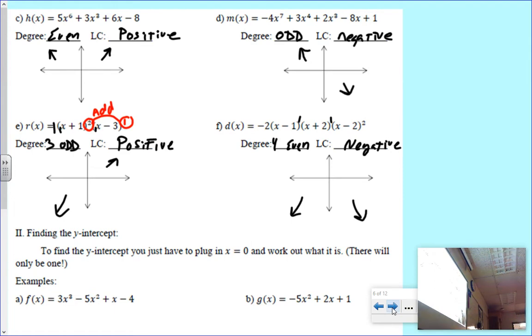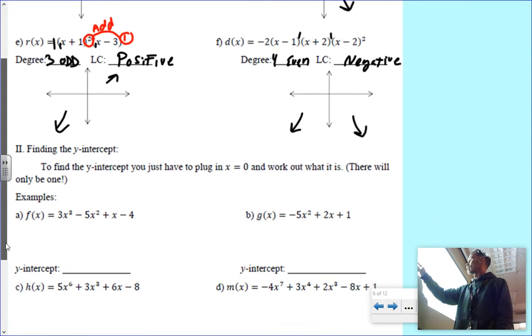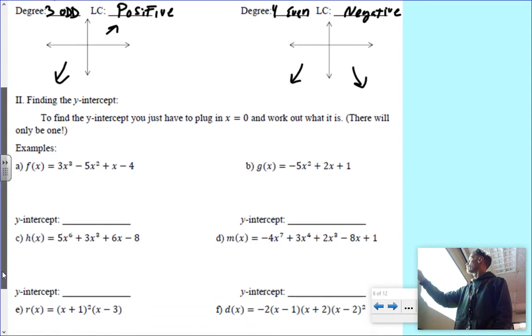Okay, so that is end behavior. Again, know those 4 patterns, because as we get into the full curve sketching in a couple minutes, that's going to help you out.